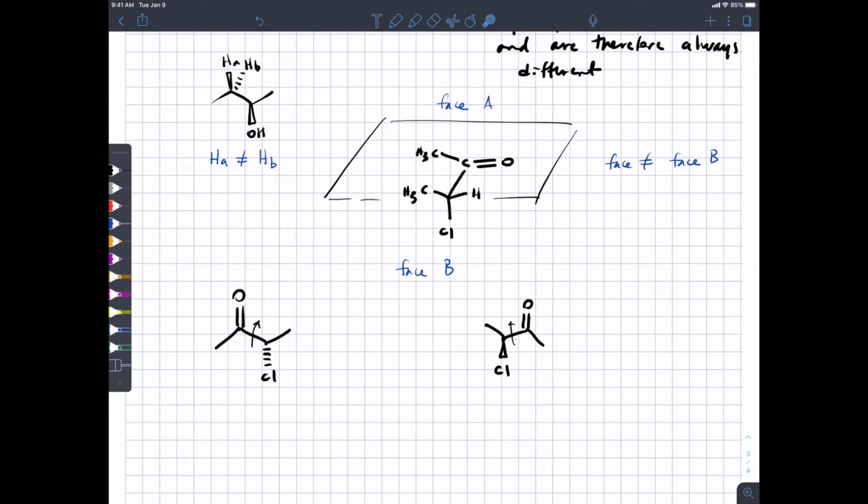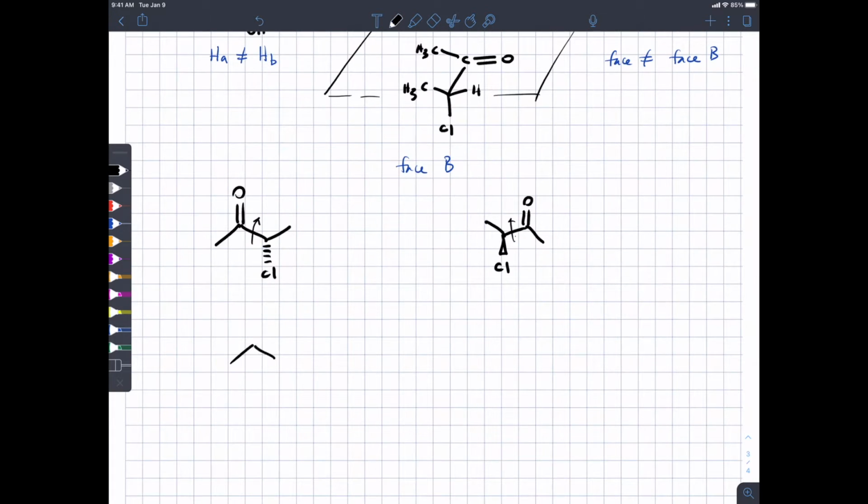You could say, well, okay, fine. What if you rotate here so that the chloro group is up? Okay, we can do that. But then we'd be in that situation. It's not the same. The methyl group's in a different spot.